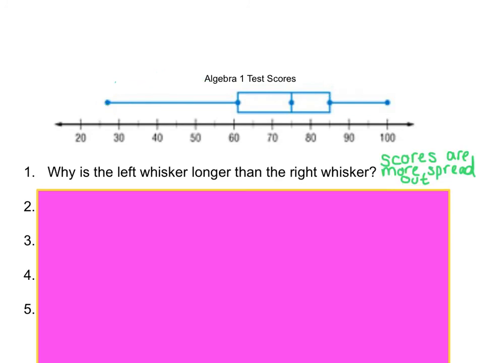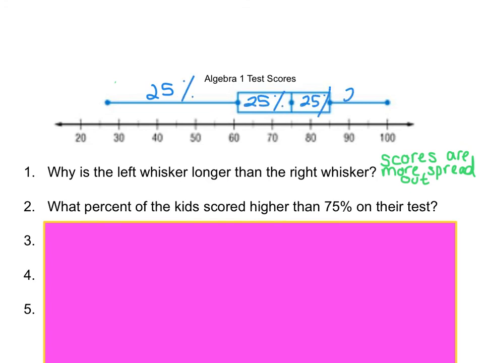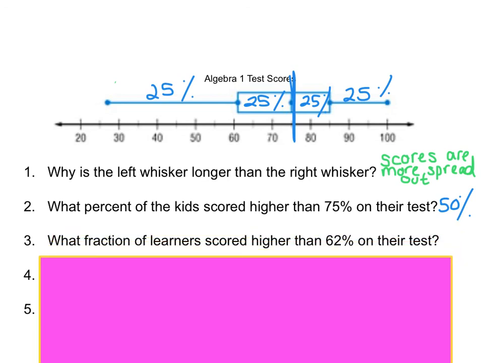So let's take a look at our next question. What percent of the kids scored higher than 75% on their test? I just always like to go, all right, you know what? I know there's 25% in every part. So I'm going to fill this in, and now I'm going to answer that question. What percent of the kids scored higher than 75? Where's 75? It's right here. So that's 50%, or half your class scored better. A common mistake is kids would say 25% there because they do 100 minus 75.